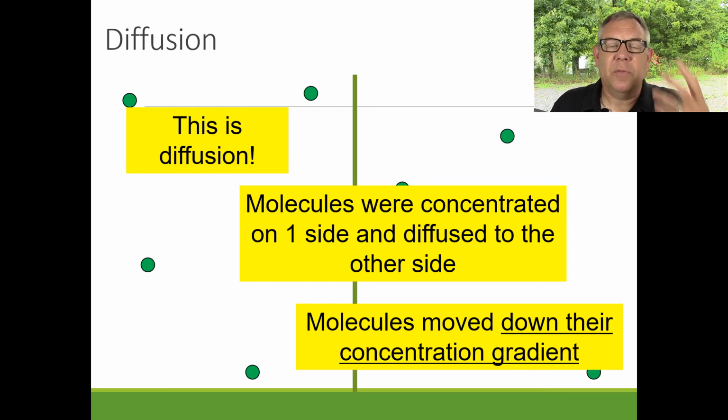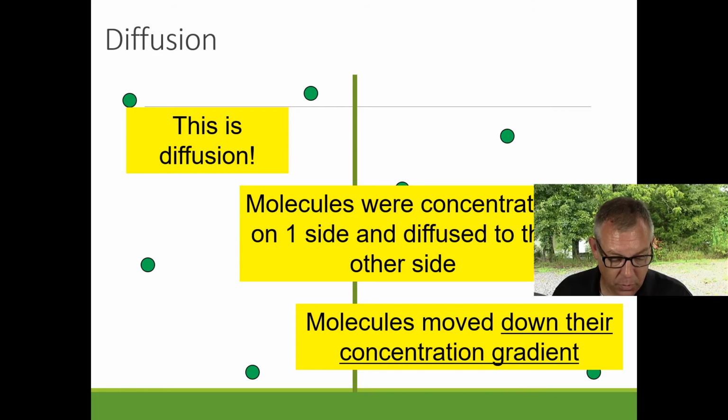It's the sort of diffusion that we see associated with cell membranes. And so what happens is you've got molecules that were concentrated on one side of a cell membrane, and they moved to the other side. And you didn't have to add any extra energy, just random molecular movement meant that they would naturally just spread to the other side of the membrane. That's diffusion. And we say that the molecules moved down their concentration gradient.